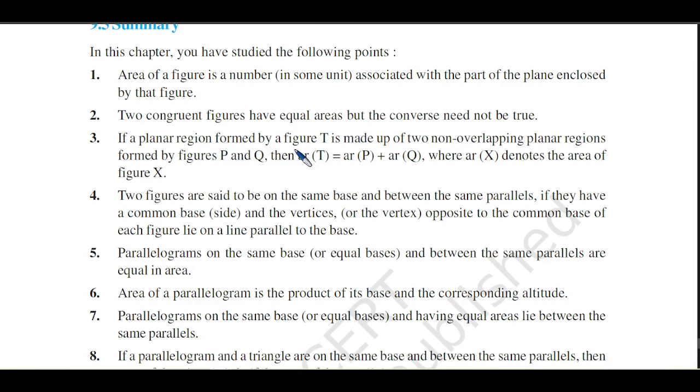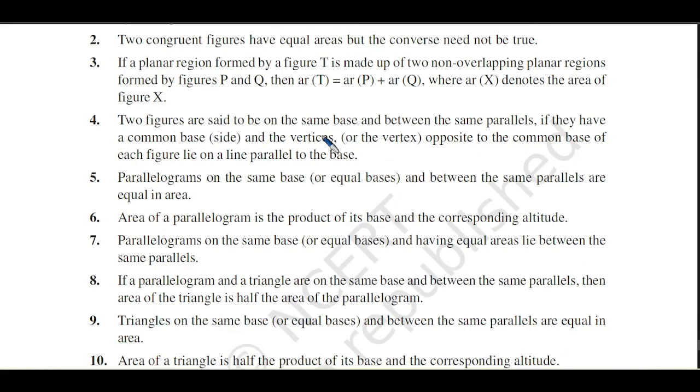If a planar region formed by figure T is made of two non-overlapping planar regions formed by figure P and Q, so if this T is formed by some area P and area Q, then the total area of this T is equal to area P plus area Q.